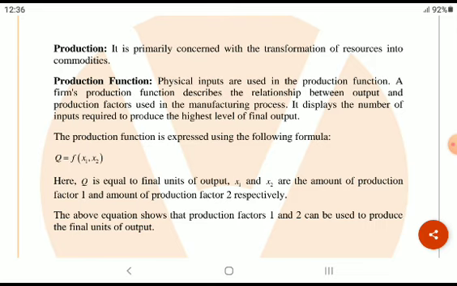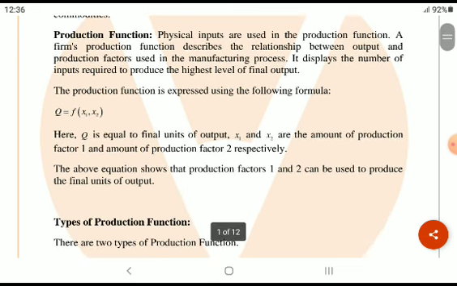The production function is expressed using the following formula, that is Q = f(x1, x2), where Q is the final units of output, and x1 and x2 are the amount of production factor 1 and amount of production factor 2 respectively. The above equation shows that production factors 1 and 2 can be used to produce the final units of output.